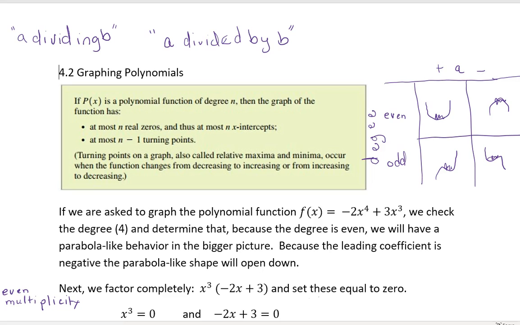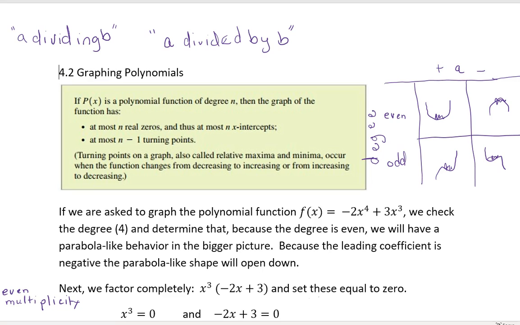All right? So getting back to our function here, negative 2x to the fourth plus 3x cubed, the degree is 4. It's an even degree, so we know it's going to have a parabola-like behavior. And we're going to determine that by taking a look at the leading coefficient. In this case, it's negative. So the overall parabola-ish shape is going to open down. So we're going to have something that looks like this in the big picture of things.